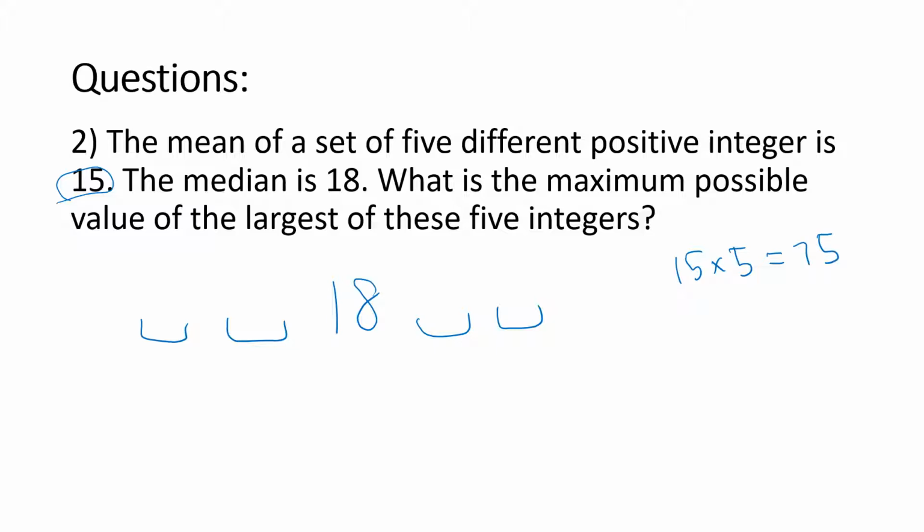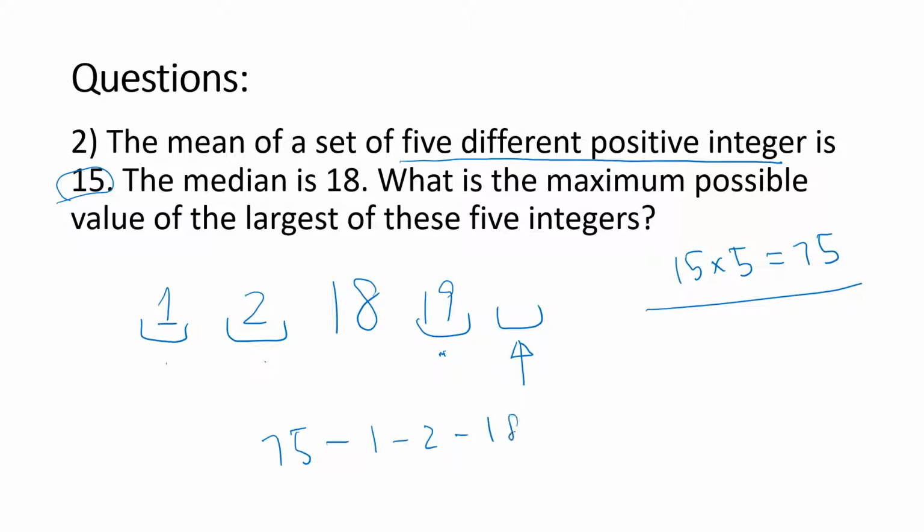Okay, that's the total. And we want to maximize the largest number, so we have to minimize all the other numbers. How to minimize? Remember, we wanted 5 different positive whole numbers. So the first one you can have is 1. The second one has to be different, so 2. The 4th number has to be greater than 18, so that can only be 19. Since we know the total, we use 75 minus all the other 4 numbers. That would give you the final answer for the 5th number.